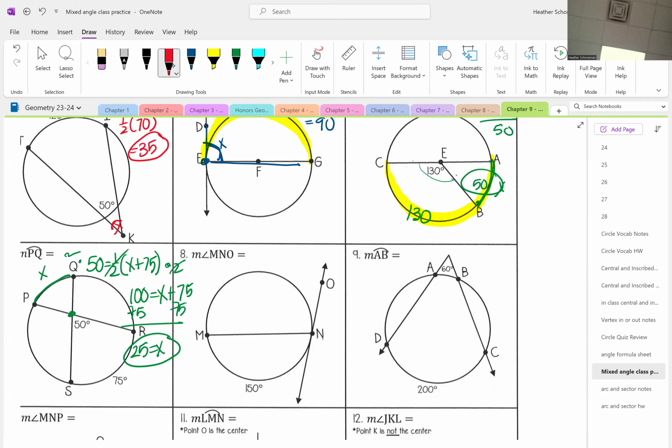Okay, number 8, we want angle MNO, which is this one right here. Okay, so that angle is going to be half of its intercepted arc, and its intercepted arc is this one. We weren't given the intercepted arc, but we know this portion right here, and they have to form a circle. So if I do 360 minus 150, I'm going to get 210. So I know the blue part is 210. So now I know that X has to be half of 210 because its vertex was on the circle. It had to be half of the intercepted arc, which is going to be 105.